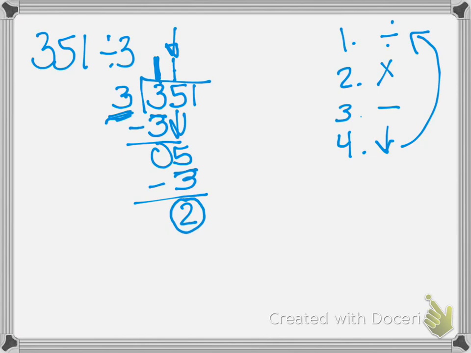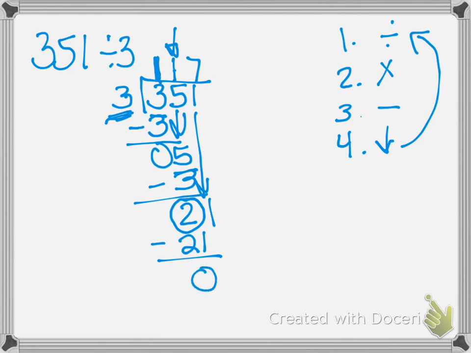So we just subtracted, so now we're on bring down. 21. 21 divided by 3 is 7, because 7 times 3 is 21. We're on multiply, we're on subtract. We get 0.